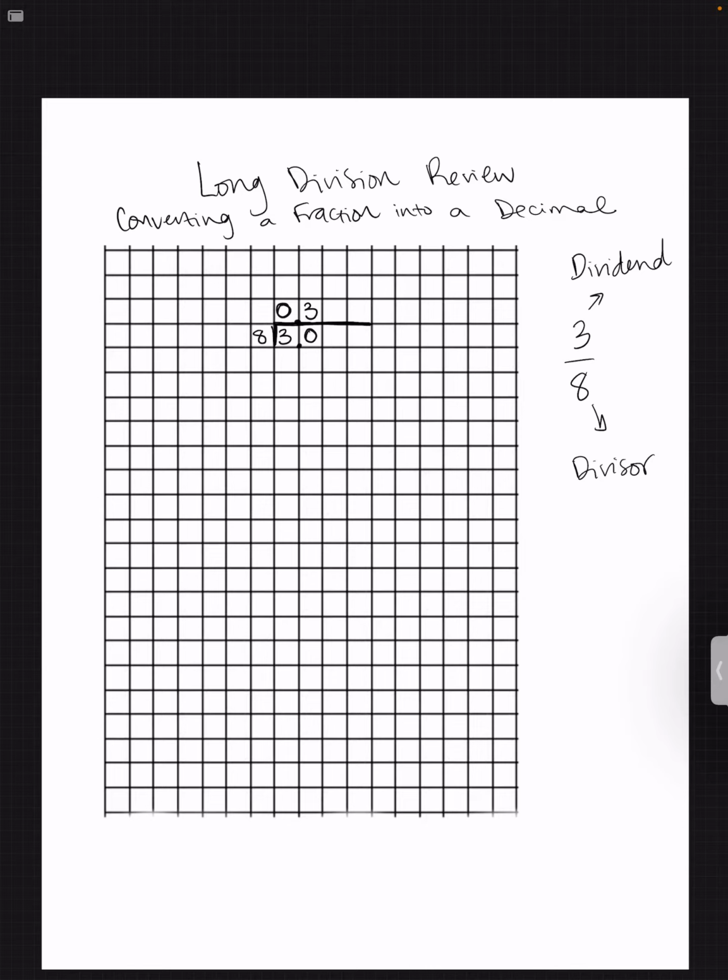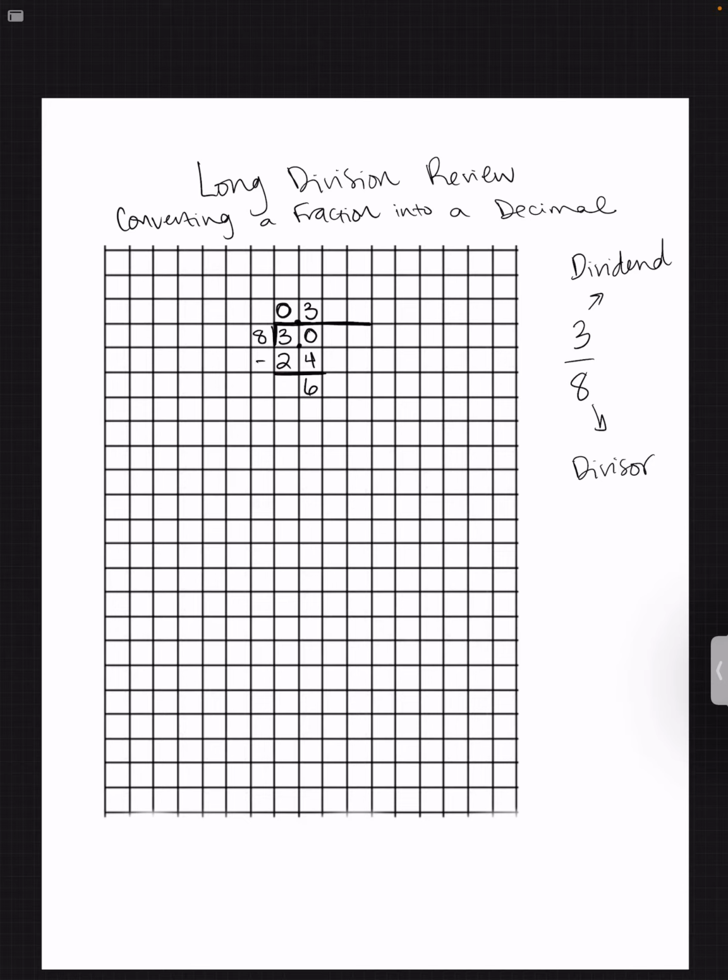I'm now going to multiply 8 by 3. So 8 times 3 is 24. And then I subtract. So 30 minus 24 is 6.